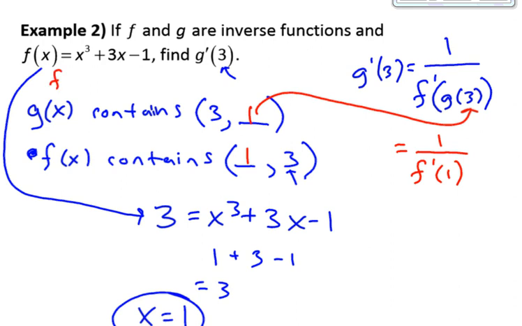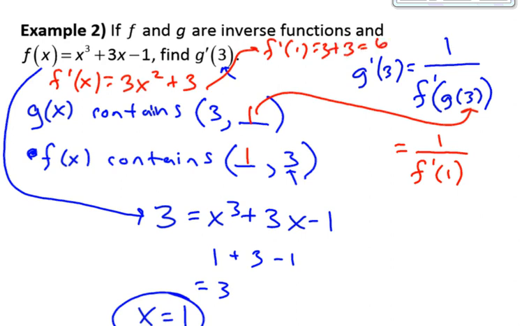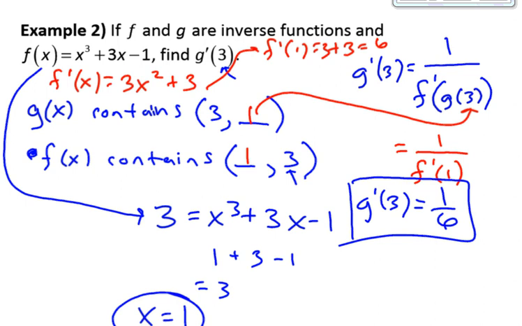Now, by that reasoning, I need to find f prime and evaluate that at 1. So f prime is going to be 3x squared plus 3. Then f prime of 1 is going to be 3 plus 3, which is 6. Therefore, g prime of 3 is simply 1 over 6. And that's how you typically will do a derivative with an inverse function.